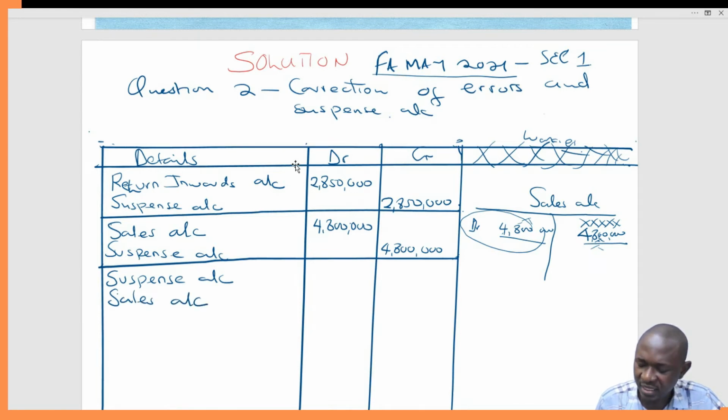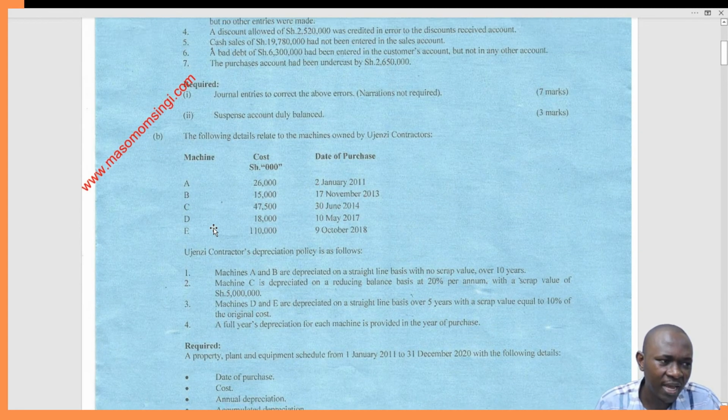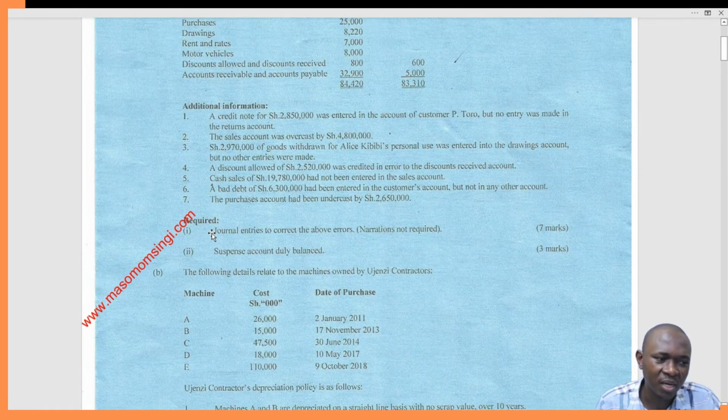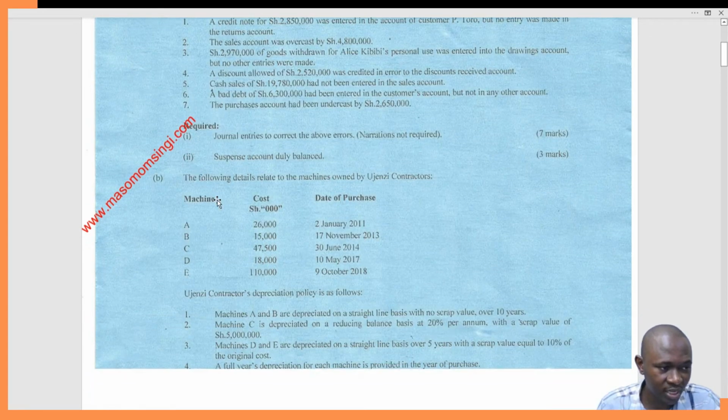We are crediting the sales account because we are treating this transaction the same way as selling to any other customer. And Alice is just like any other customer. She has bought goods worth 2.97. So we are going to credit the sales account. And then in return, the business will recover that money from her account, which is now represented by the drawings account. So the amount in question is 2.97.